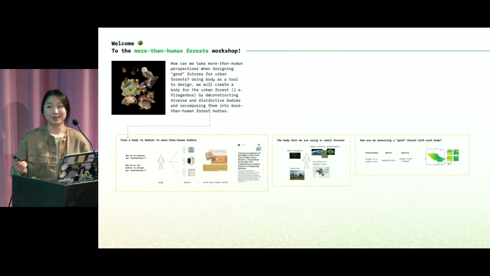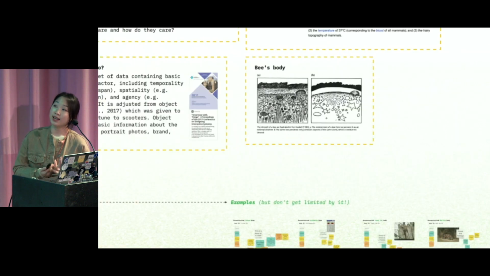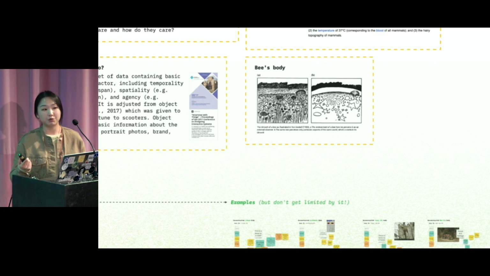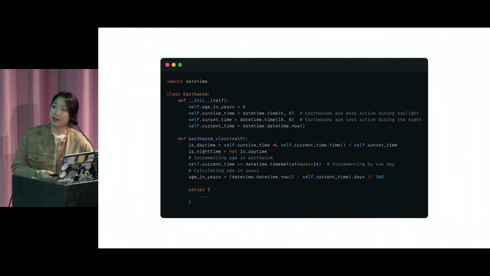How we did it, we started from a more designerly approach. We used this bodily metaphor. Take, for example, the world that bees see is very different from how we humans see the world because they have a different vision system. So, for example, you can question, what does time mean to an earthworm?